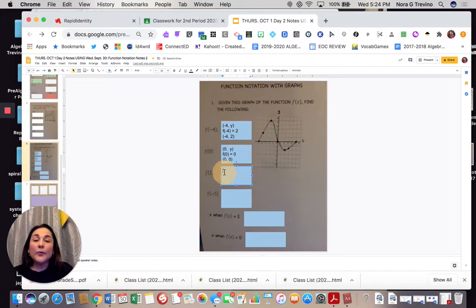f of 3. 3 is inside the parentheses, so again, 3 is an x. You are looking for that y value. So let's see, if we walk to the 3 on our x-axis, 1, 2, 3, then you go down 2. The y value is 2. So you put right here, f of 3 equals 2. So the ordered pair was 3, 2.